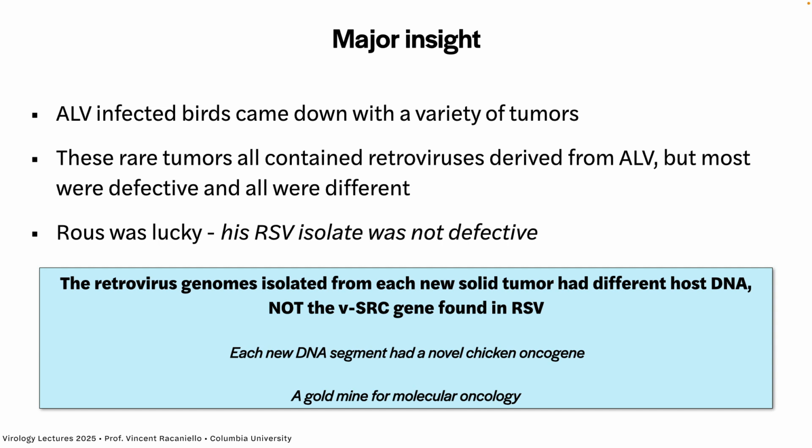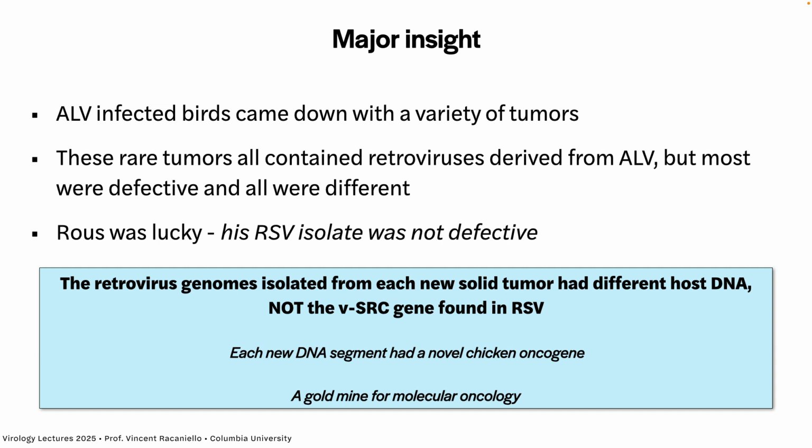They all contain viruses derived from ALV, and they're all different, and most of them are defective, which means that the host gene has replaced one of the viral genes, so it can't reproduce on its own. It needs a helper virus. So Rous was a lucky guy. His virus grew on its own. It was not defective. It had all the viral genes. Now, furthermore, if you look at different tumors from different chickens, they all have different pieces of host DNA.